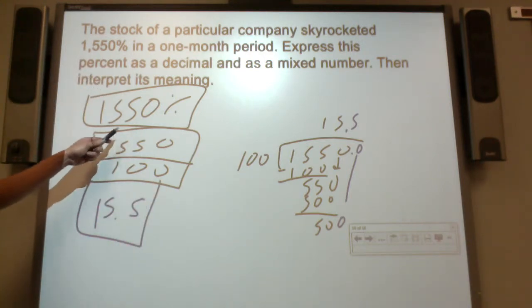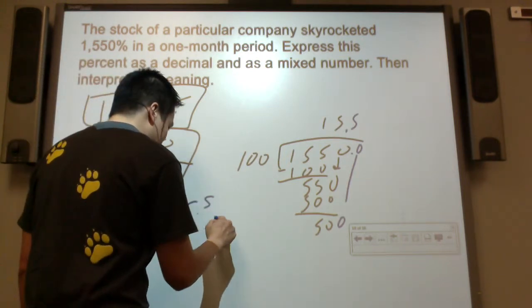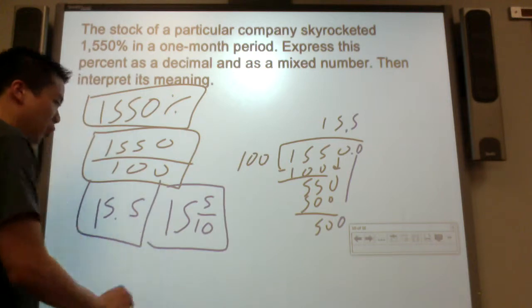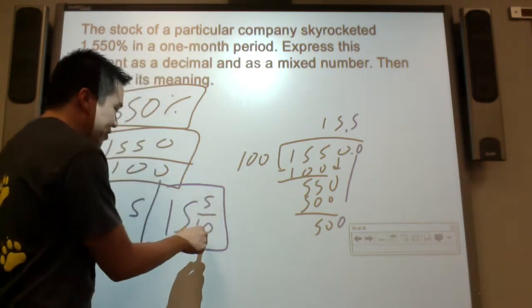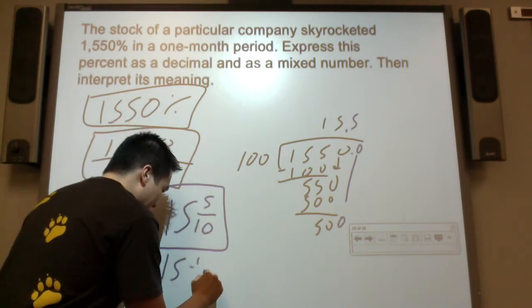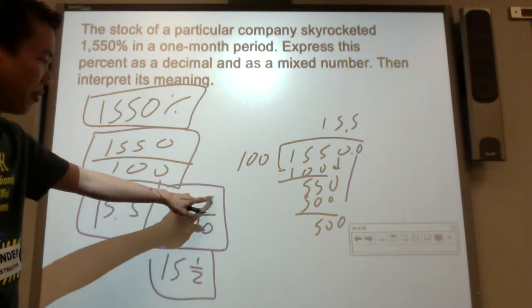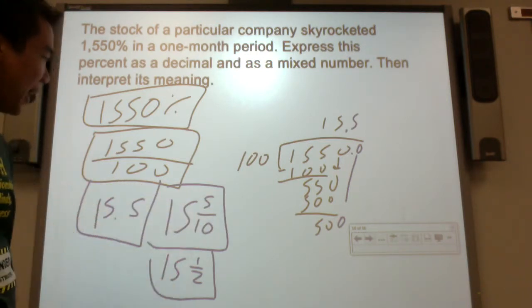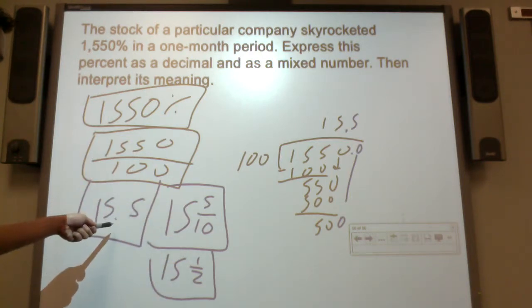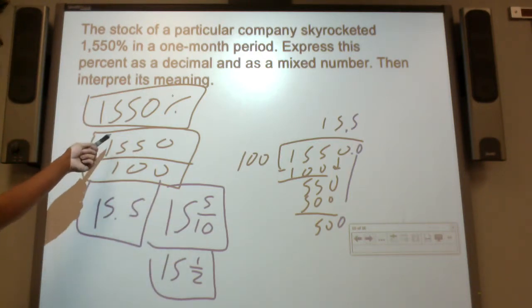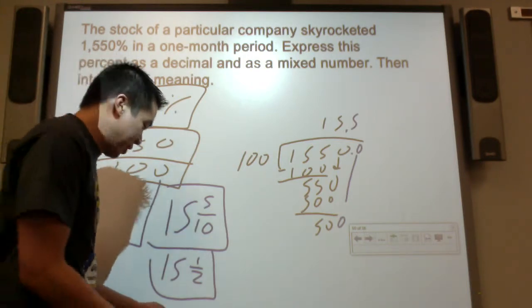And is there another way to rewrite this? 15 and 5 tenths could be written as 15 and 5/10. This is another thing it's equivalent to. And could you break down 15 and 5/10? Isn't 5 tenths a half? How do you know it's half? Because you divide both numbers by 5 and you get 1/2. So 15 and a half is the same thing as saying 15 and 5/10, which is the same thing as saying 1,550 divided by 100, which is the same thing as saying 1,550%.